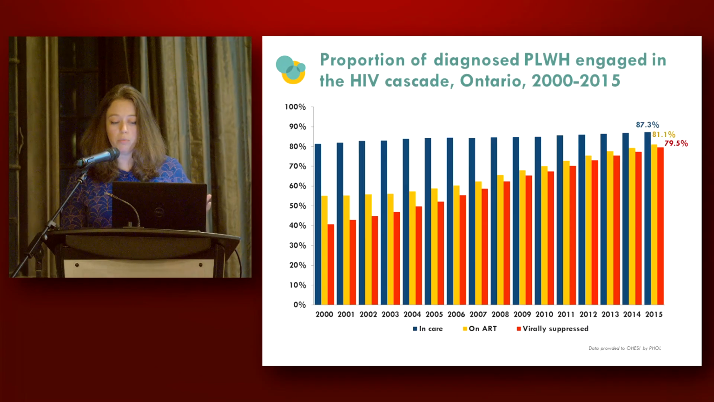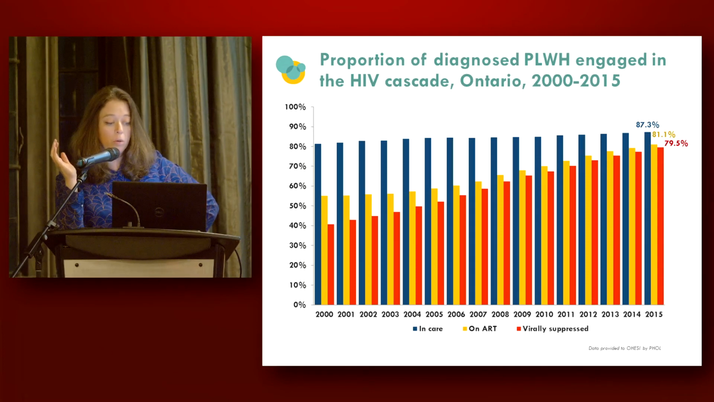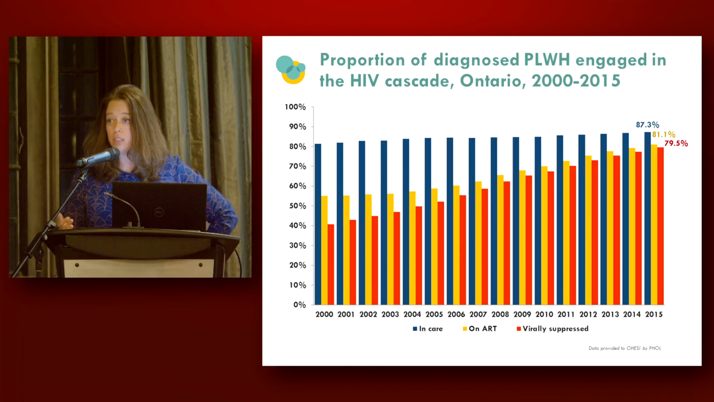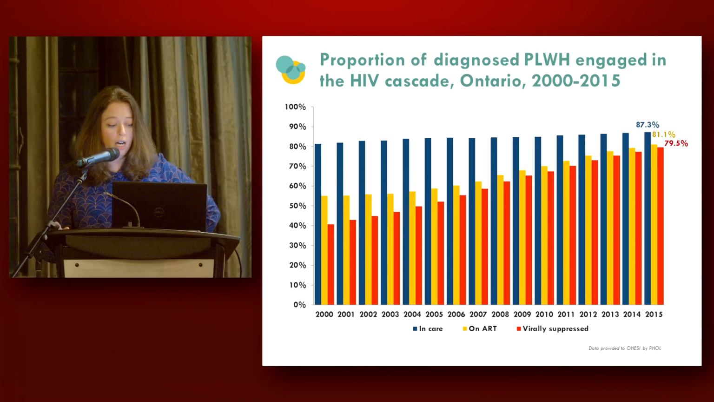What's going on with those people when we look at the cascade is that we've seen pretty dramatic increases in cascade metrics over time. Since 2000, we were pretty good at getting people into care. So that dark blue graph, you can see that it's been fairly stable. It was just over 80% in 2000, and now it's over 87%. We've done much better about getting people on ART, and of course this is a lot to do with changes in guidelines. So we can see that has increased from 55% in 2000 to over 80% in 2015.